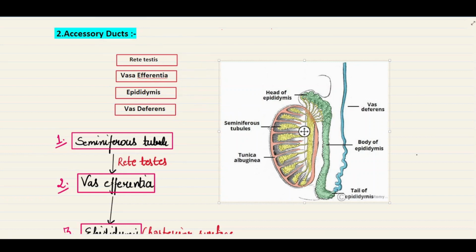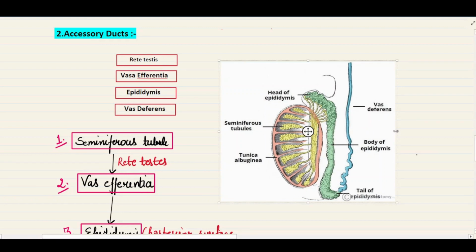Now, we know that the testis is enclosed in a dense covering and has 250 compartments called the testicular tubules. Inside the testicular tubules, we have 1 to 3 seminiferous tubules, where the sperms are produced. Now, this structure where all these filamentous capillaries join is the rete testis. This part is called the rete testis.